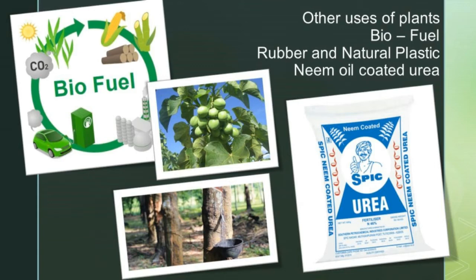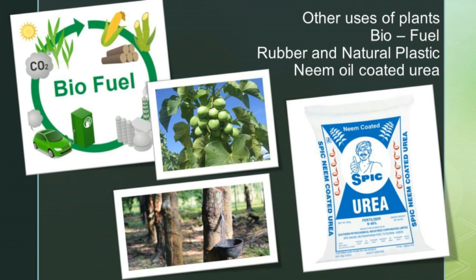Biofuels. Some plants are also grown for the sake of biofuels. Plant fuel is less toxic as it does not emit harmful gases, and it is also less expensive. Example, jatropha. Even plant waste is used to generate electricity. Example, sugar mills.